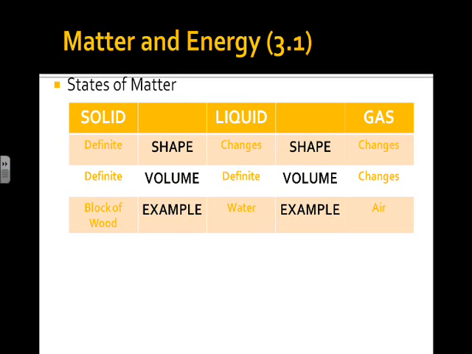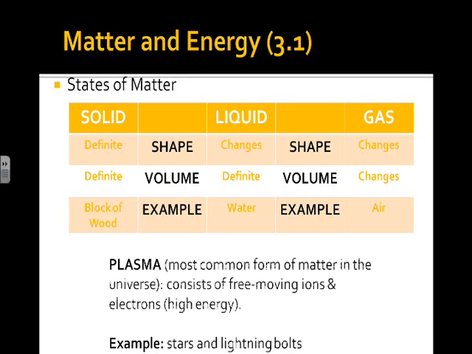air. Now let's look at plasma. Plasma is actually the most common form of matter in the universe. It consists of free-moving ions, which you'll learn what ions are in a couple of chapters. But free-moving ions and electrons, it's very high energy. An example of this are stars and lightning bolts. They are made up of plasma.